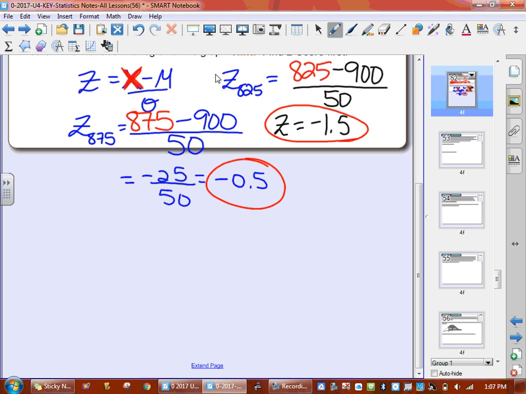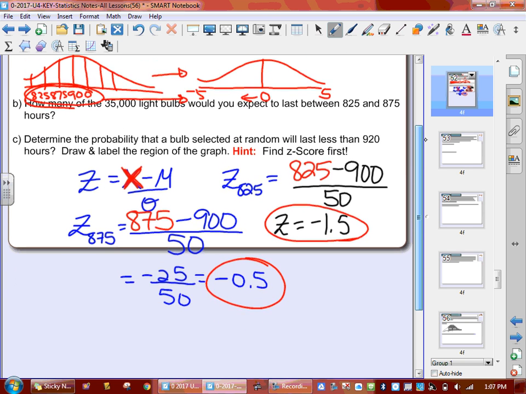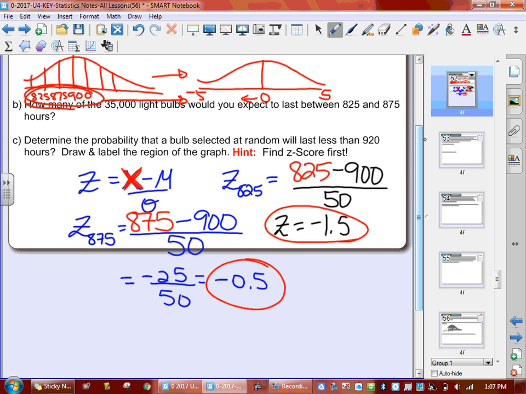So now when we go up to the top of our question, we're going to put those numbers on our z-score diagram. So now we found out that we have a z-score of negative 0.5, and a z-score of negative 1.5. That's the part that is shaded. That's what they want us to find out, and they want us to find out how much data is in that area.